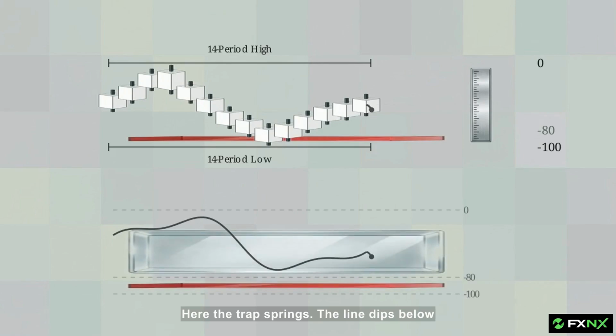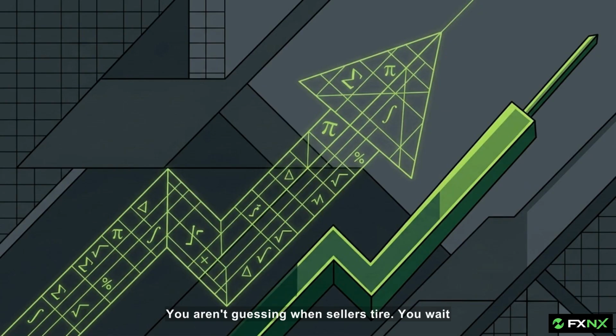Here, the trap springs. The line dips below -80. The asset is technically oversold, and amateurs buy. Professionals wait. The high probability buy signal only triggers when the line reverses and crosses back up above the -80 threshold. You aren't guessing when sellers tire. You wait for mathematical proof that buyers have resumed control.